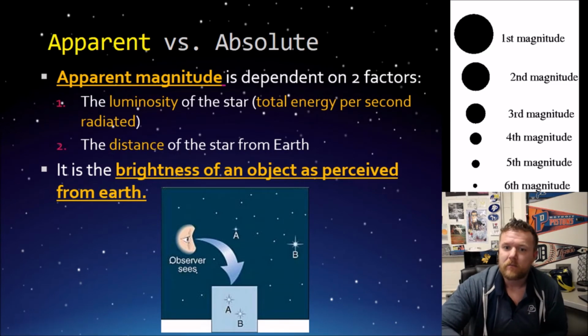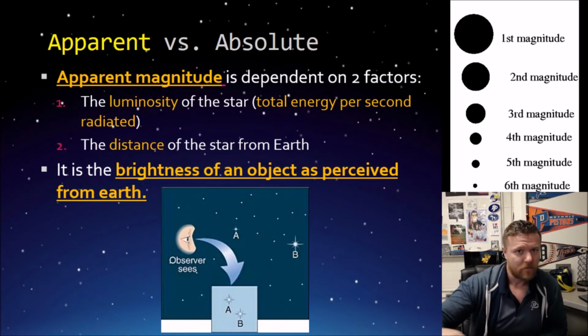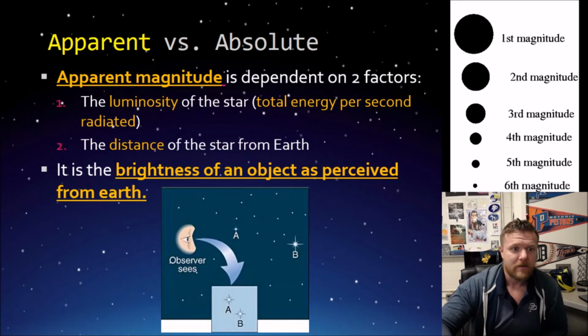These star charts that draw the brighter stars bigger show the apparent magnitude, because these star charts are for use here on Earth. And so the stars that we see brighter here on Earth will be drawn bigger. Sirius is the brightest star in our night sky. Its apparent magnitude is the lowest.